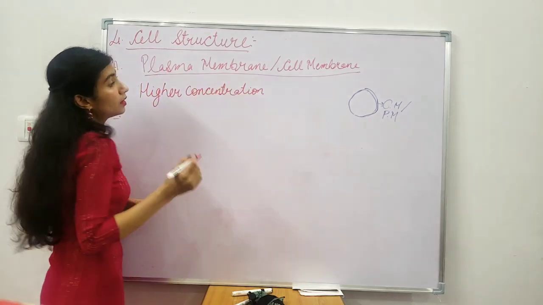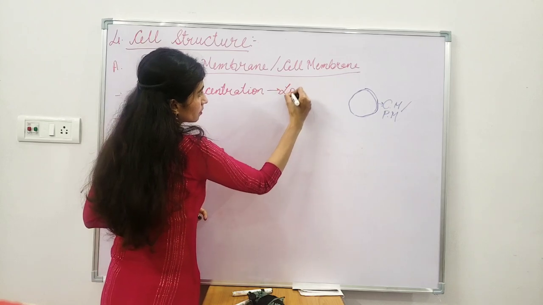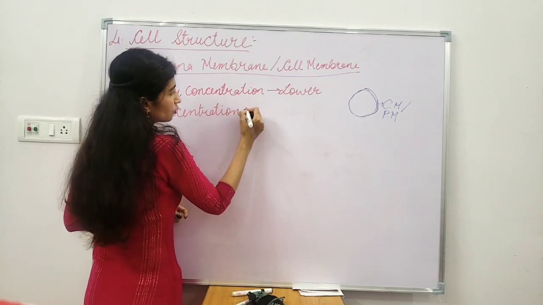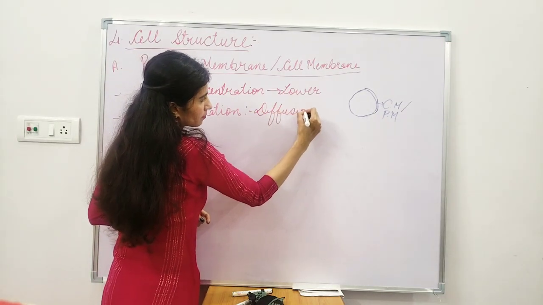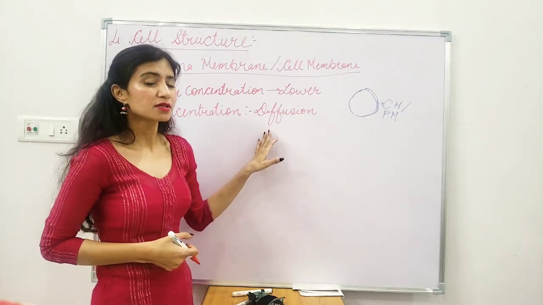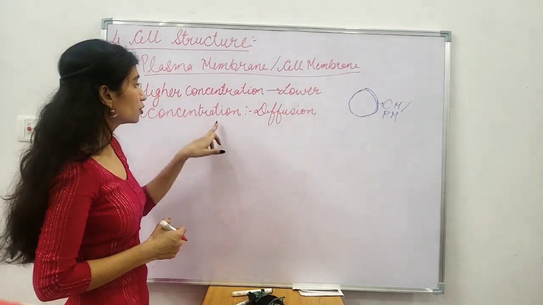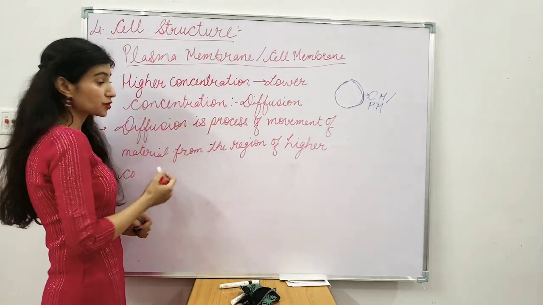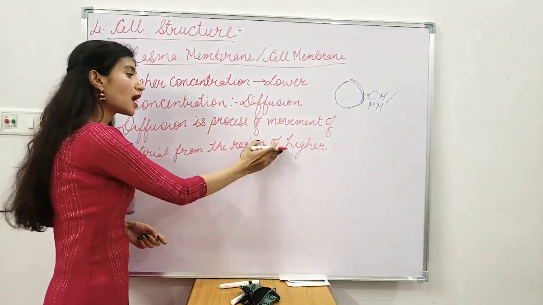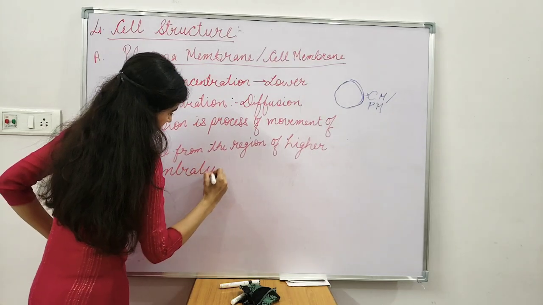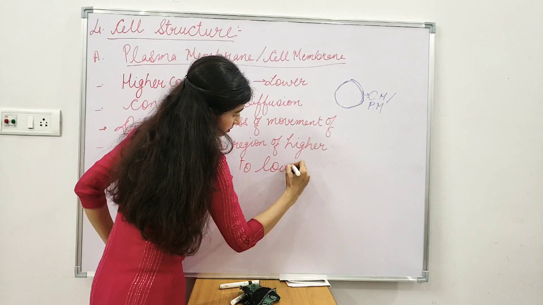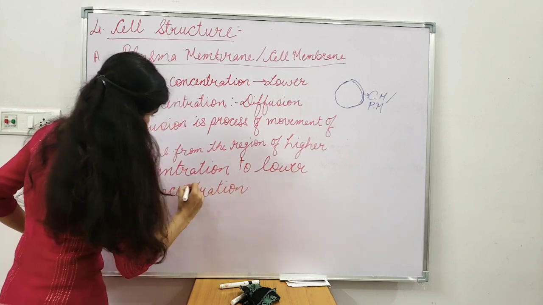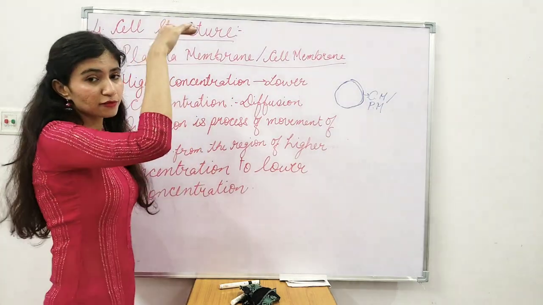Which means diffusion is movement from high concentration to lower concentration, and this whole term is called diffusion. So what is diffusion? Diffusion is a process in which a substance moves from a region of higher concentration to a region of lower concentration. Just like a waterfall, it falls from a high level to a lower level.